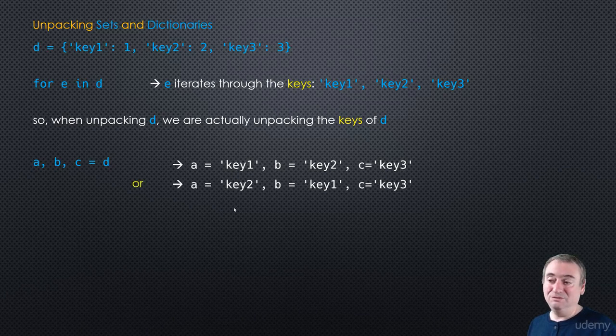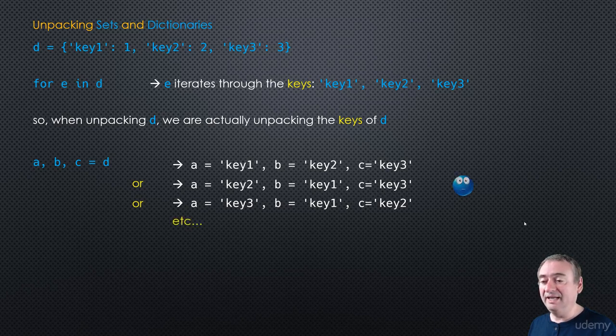Or a is key 2, and b is key 1, and c is key 3, okay, or a equals key 3, b equals key 1, c equals key 2, etc. And now Bob's getting confused. What's going on? Why am I saying that it could be either of those things?